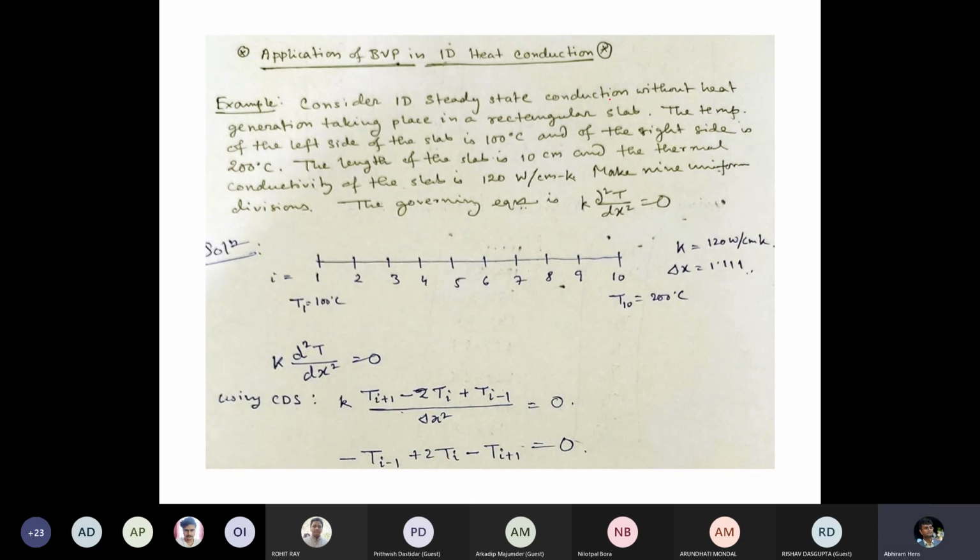And it states that there is no heat generation, meaning no generation term, in a rectangular slab or rod, whatever you consider. The temperature of the left hand side of the slab is 100 degrees centigrade and the right hand side is 200 degrees centigrade. So one end is at 100 degrees centigrade and the other end is at 200 degrees centigrade.